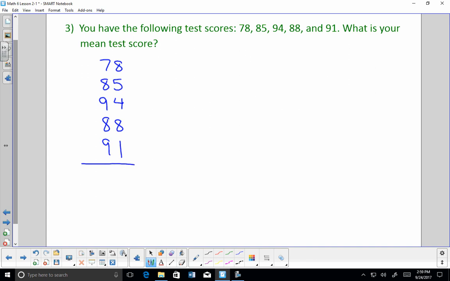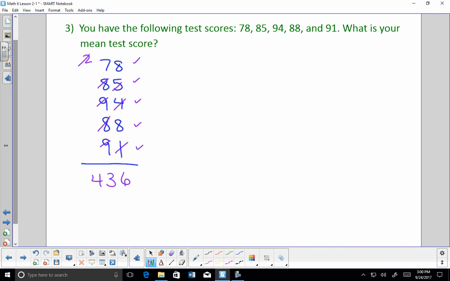And I'm going to add these up. All right, let's see here. 5 and 4 is 9, plus 1 is 10. 8 and 8 is 16. 16 and 10 is 26. So carry my 2, put down my 6. 8 and 2 is 10. 9 and 9 is 18. 18 plus 10 is 28. 28 plus 8 is 36. 36 plus 7 is 43. So I have 436. I have 1, 2, 3, 4, 5 data points.